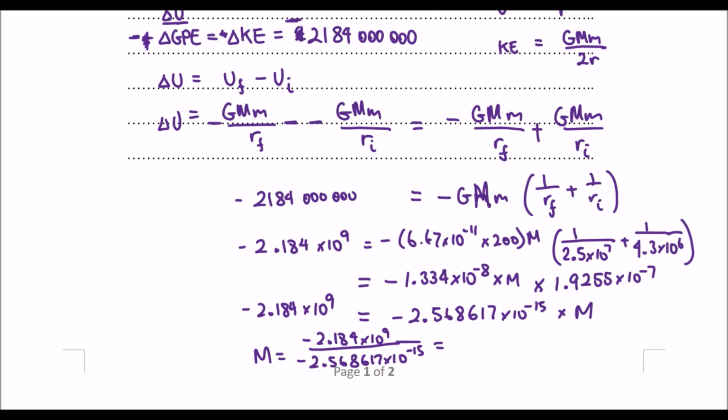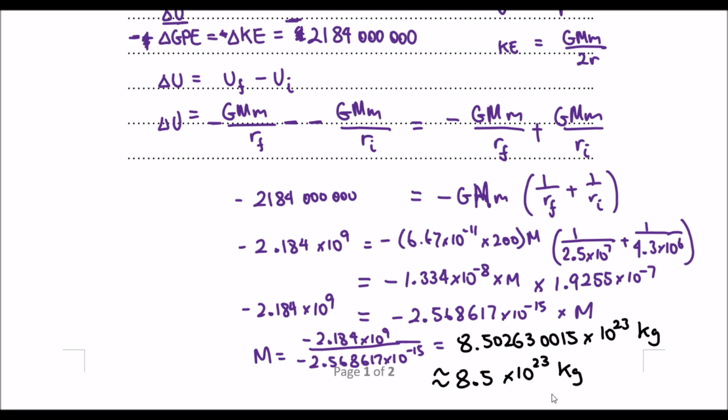Okay, so once we do that, I'll write you the full answer, and we can also write down the rounded off answer as well. So the final answer should be 8.502630015 times 10 to the power of 23 kg. If we look at the smallest significant figures we use in this equation, it is 2. So we round it off to 2 sig figs, which is 8.5 times 10 to the power of 23 kg. So that would be the mass of the planet in which the satellite was launched.